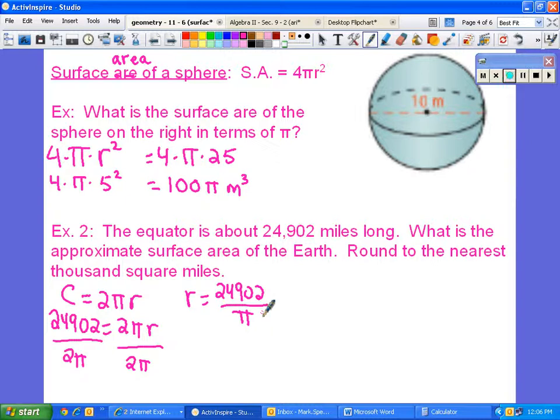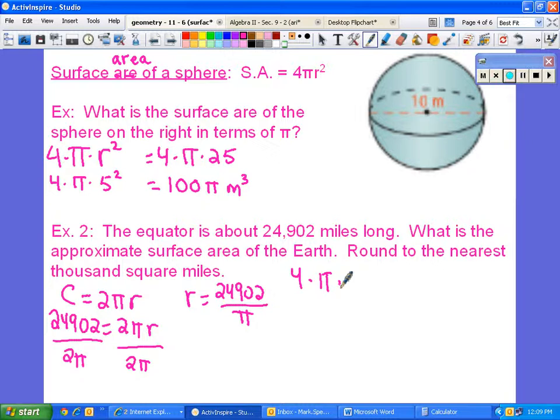Is this the end of the problem? Am I being asked to find the radius? But what are we looking for? The surface area. This is not the end of the problem. If we were to actually figure out what the radius is, we would get a decimal approximation. We don't need a decimal approximation. We could just plug this right into the formula, which is what we do. Surface area is 4 times pi times this.